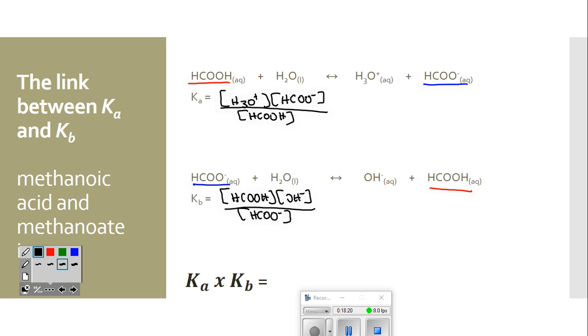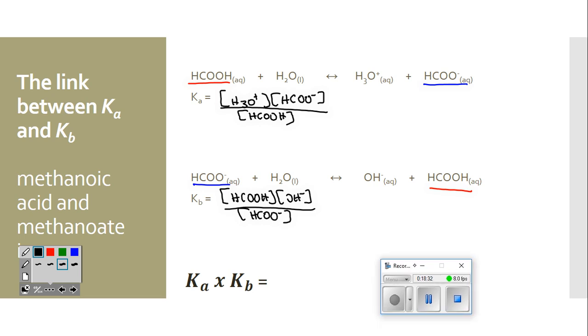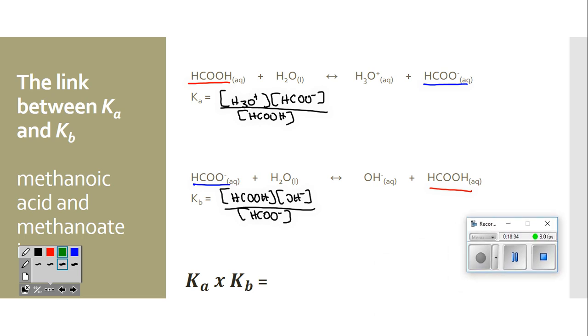Now, what would I get if I multiplied Ka and Kb together? If I took those two expressions and multiplied them together, if there was something on the top and on the bottom, it would get eliminated, right? So this and this, those would all be eliminated.